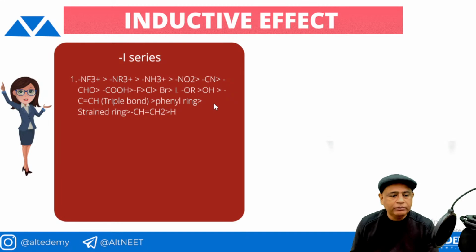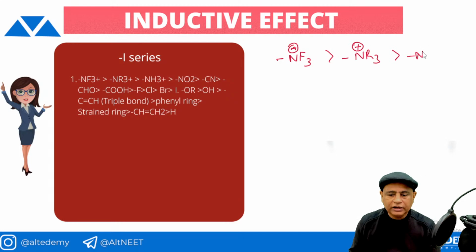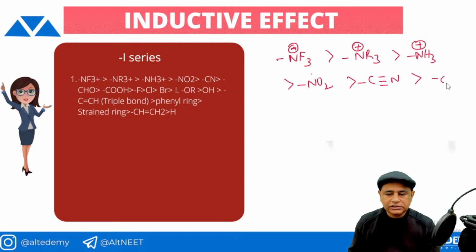At any cost, you have to remember this minus I series, increasing, decreasing. Look here, I will write for your convenience: NF3 positive, maximum minus I. Then comes NR3 plus, minus I. Then NH3 plus. Then comes NO2, no charge. C triple bond N. Then CHO. Then COOH.